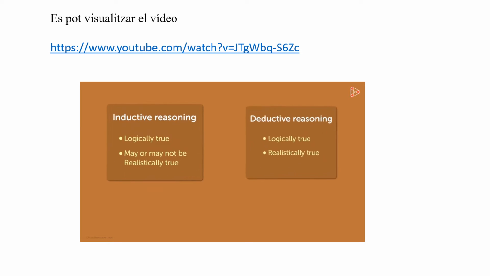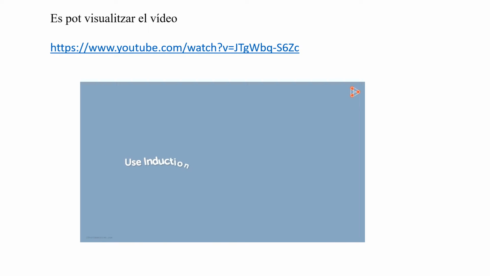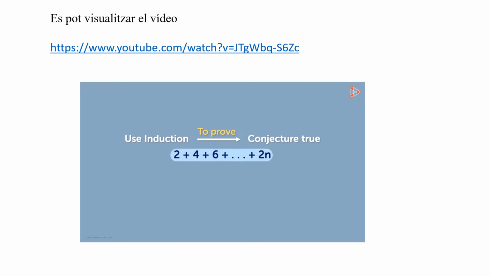In the last video, we studied inductive and deductive reasoning and introduced the concept of conjecture. In this video, we shall study how we can use induction to prove that a conjecture is true. Let's consider the following expression. This expression is a sum of the first n positive even integers, where n can be any natural number. Based on that expression, we come up with the following formula.